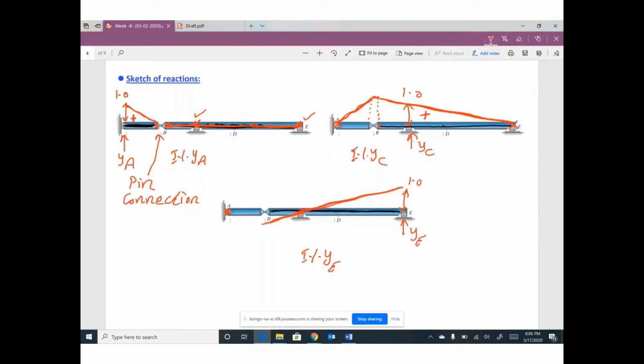And at this connection, the right side moved down, the left side will move down. So the new shape of this part will be like this. This shape, negative, positive, negative, can be called influence line for YE. Remember, this shape is negative. Okay.